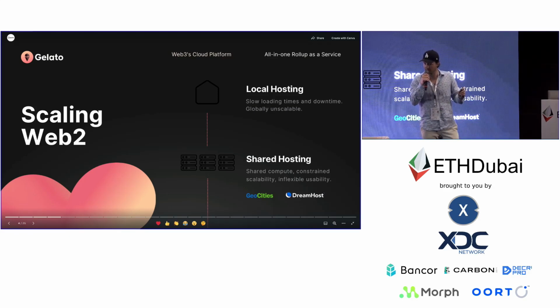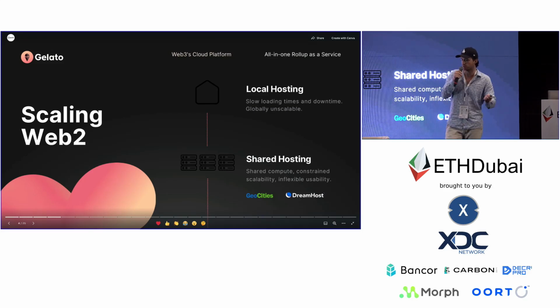I don't really remember this. I think I'm a bit too young for that, but some people might remember GeoCities and DreamHost. And this really was a massive step up from local hosting. So shared hosting providers would allow you to deploy your web app or website in their shared environment online, so they were managing all of the hosting for you, the servers for you and so on. And yeah, sounds pretty cool.